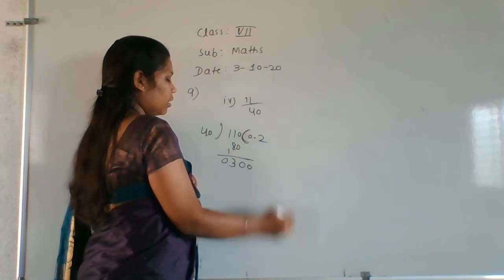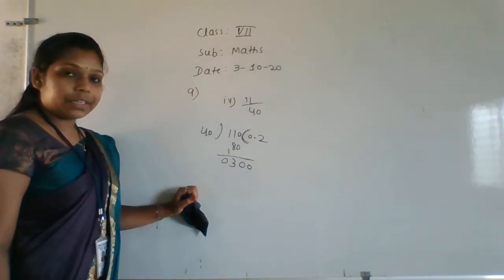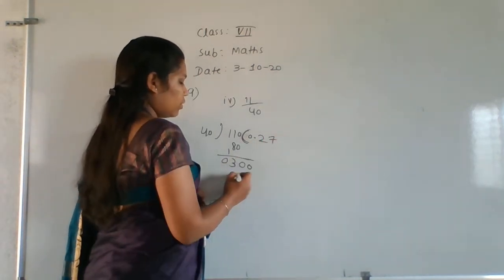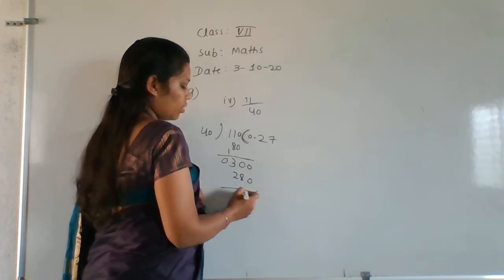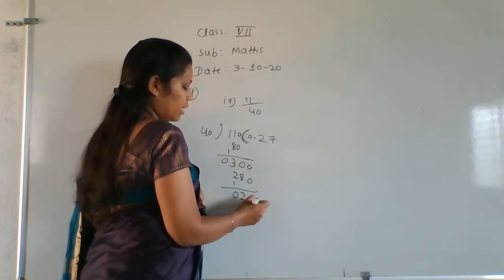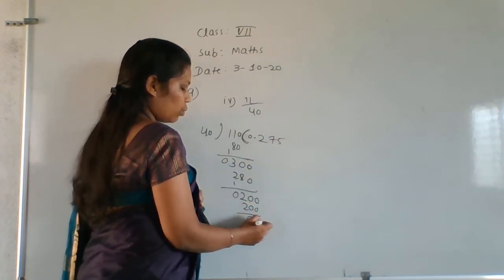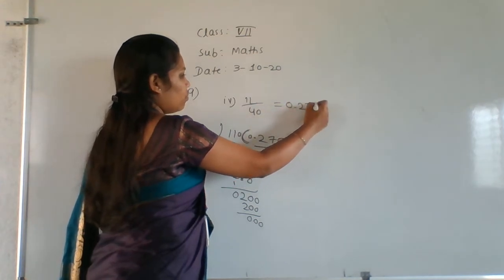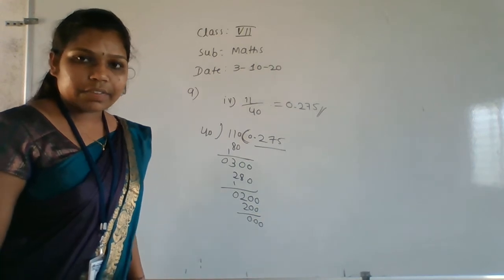For this point only, again I am taking a 0. That is 4. 40 means 4. 4 6s are 24. 4 7s are 28. That is 2 and 0. Again take 0. 4 5s are 200. Okay. So what value is left here? That is equal to 0.275. 0.275 is the answer. Getting it, everyone?